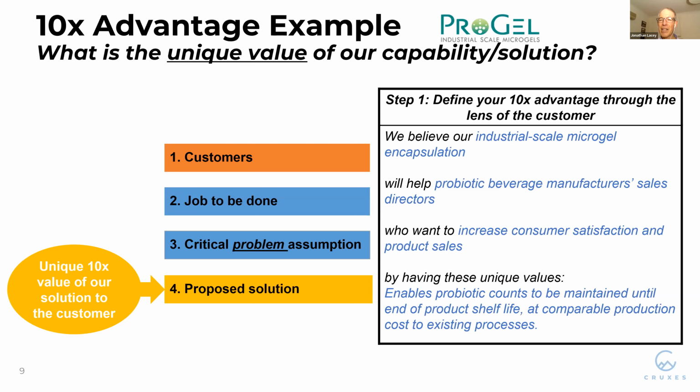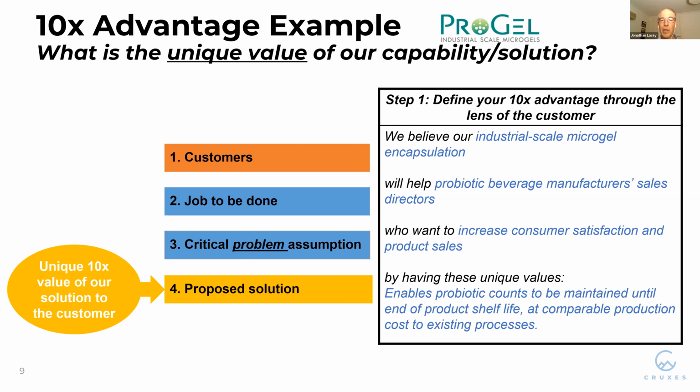We believe our industrial scale microgel encapsulation process will help probiotic beverage manufacturers, sales directors who want to increase consumer satisfaction and product sales by enabling probiotic count to be maintained until the end of product shelf life at comparable production cost to existing processes. So in this one sentence, admittedly it's a fairly lengthy one, Progel had identified their customers, the sales managers at probiotic beverage manufacturers.